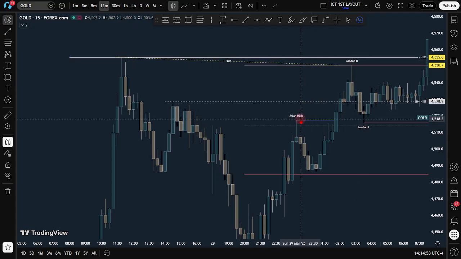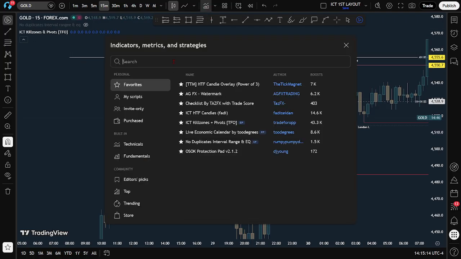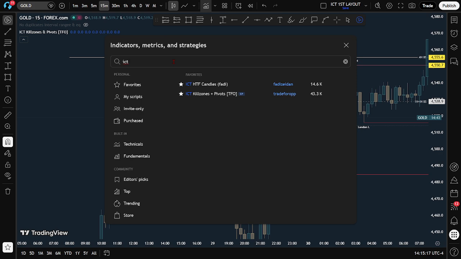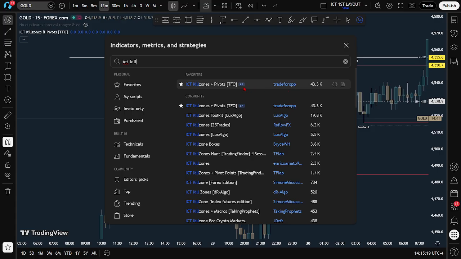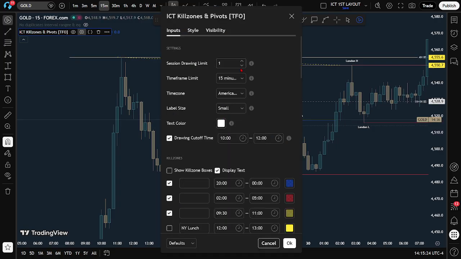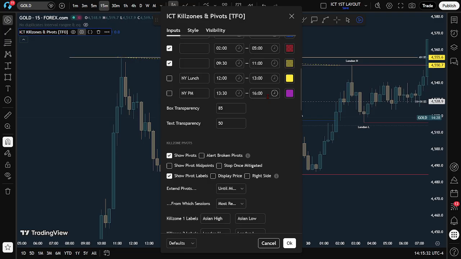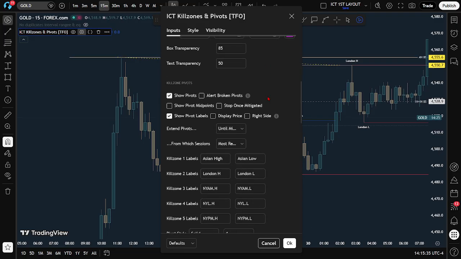Let me go back. This indicator here is called the ICT Killzones and Pivots (TFO). If you want to add an indicator, you go here to indicators, and you search for ICT Killzones and Pivots, which is the first one here. You select it, then you press on it, and it will come like this. If you want the settings, you can copy all my settings here, so that yours will also come out like mine, very nicely.